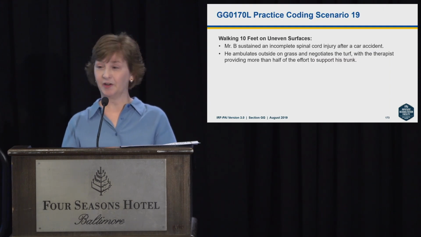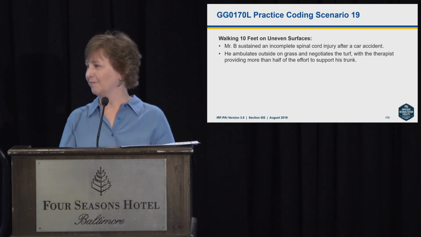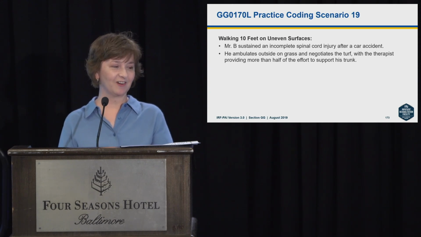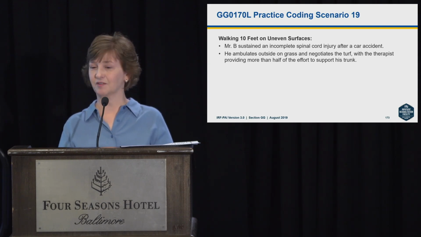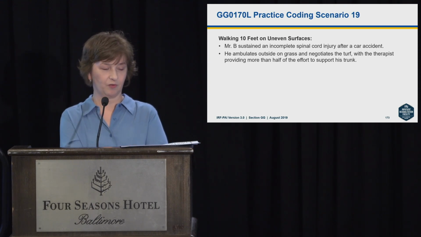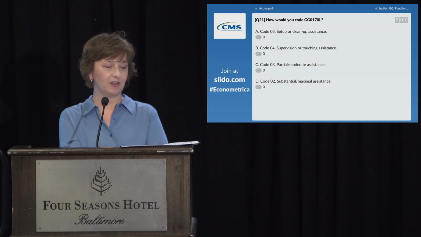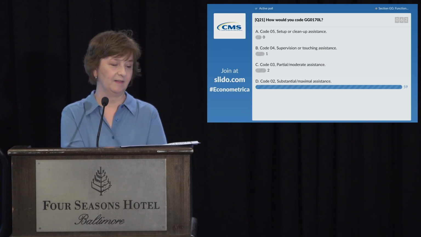So we have another practice scenario here, number 19. Mr. B sustained an incomplete spinal cord injury after a car accident. He ambulates outside on grass and negotiates a turf, with the therapist providing more than half of the effort to support his trunk. How would you code Mr. B? The options that you have on Slido are 05, setup or cleanup assistance, 04, supervision or touching assistance, 03, partial moderate assistance, or 02, substantial maximal assistance.